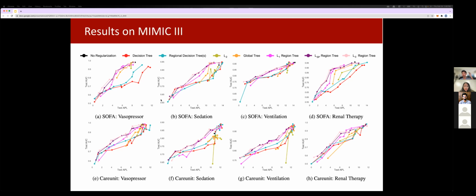And regional tree, we have 3 variants, all in pink. And what we see is that, yes, it's nice that it's also dominant to global tree, even in the high APL region, which is nice to see. But what's really more important is that it finds a lot more minima that are in this low APL region that do decently on AUC. Yeah, that's the main point.